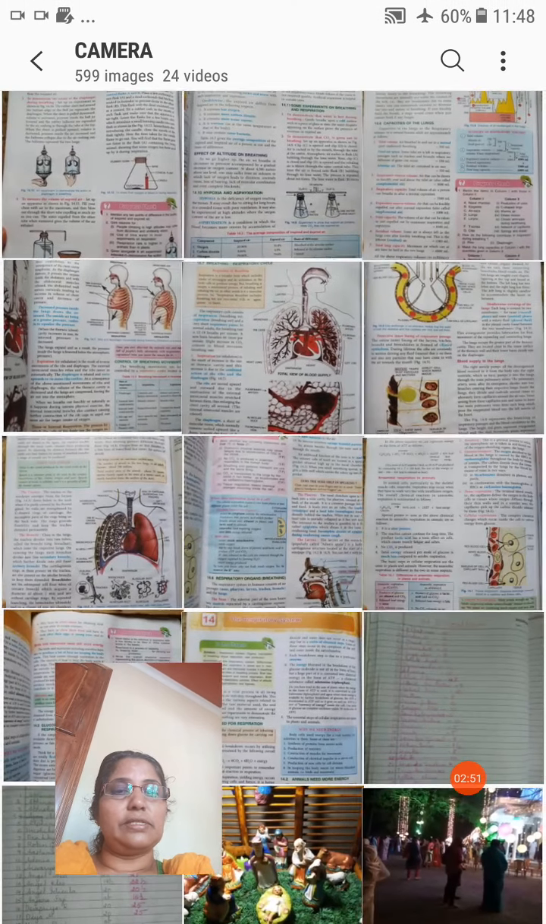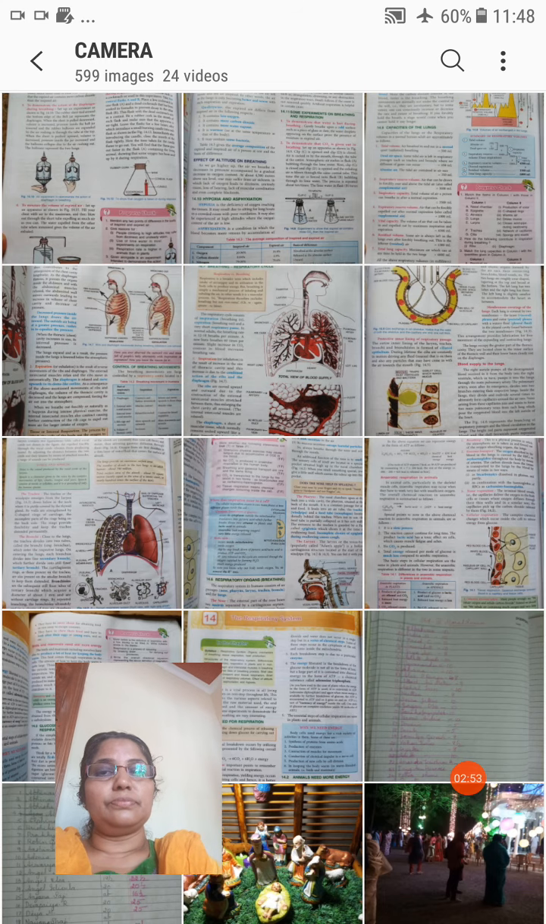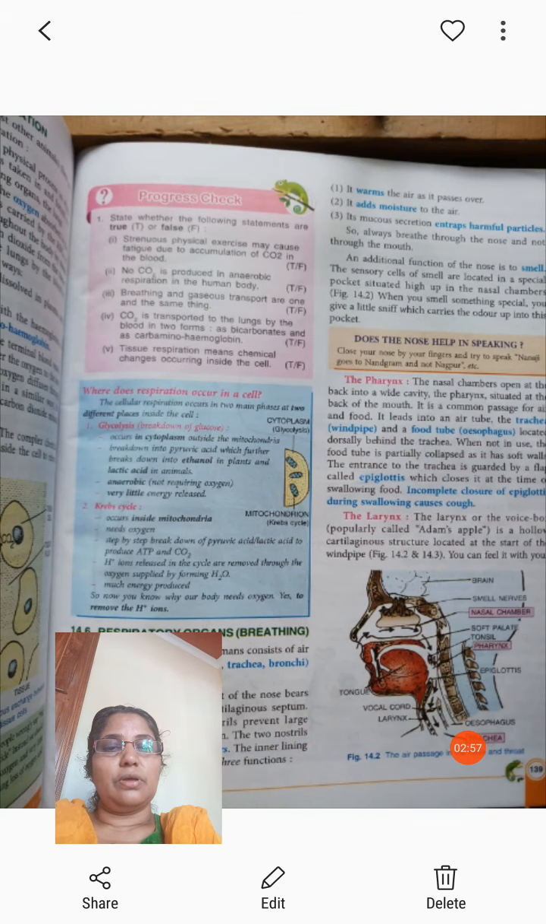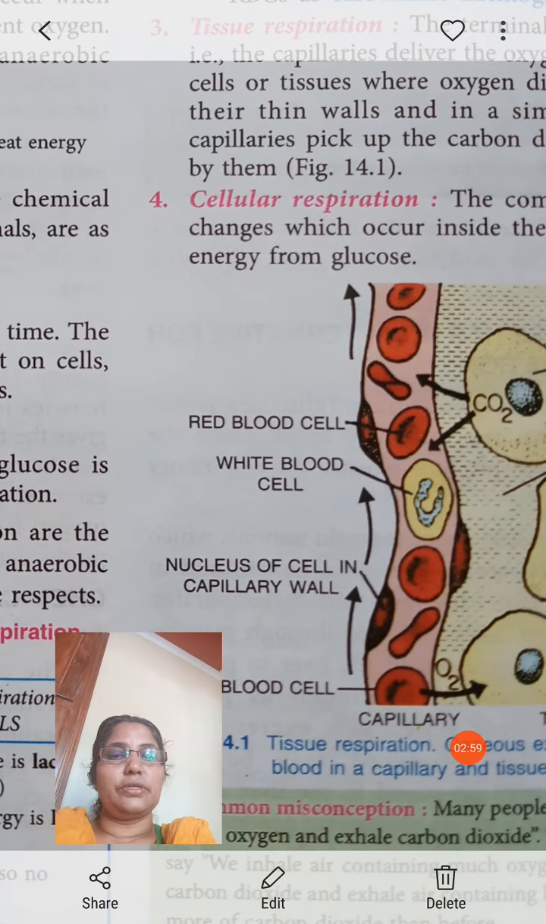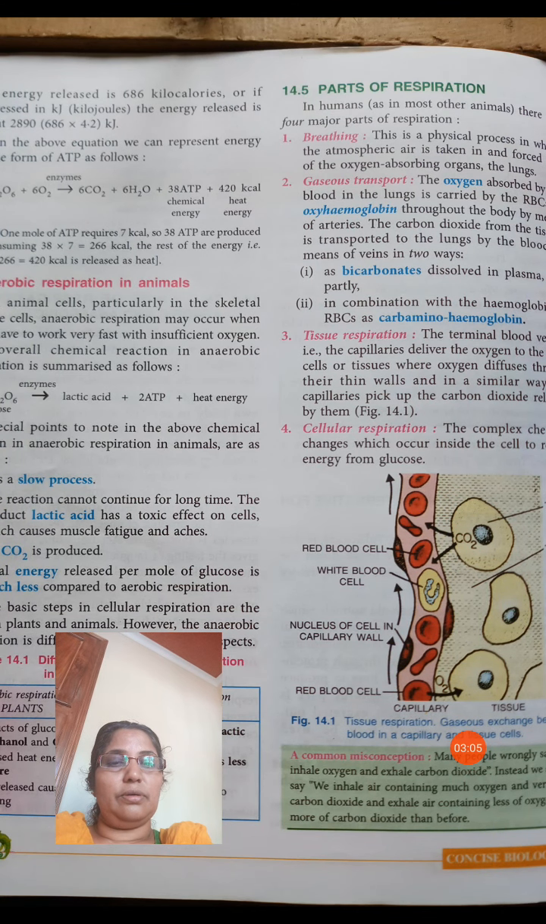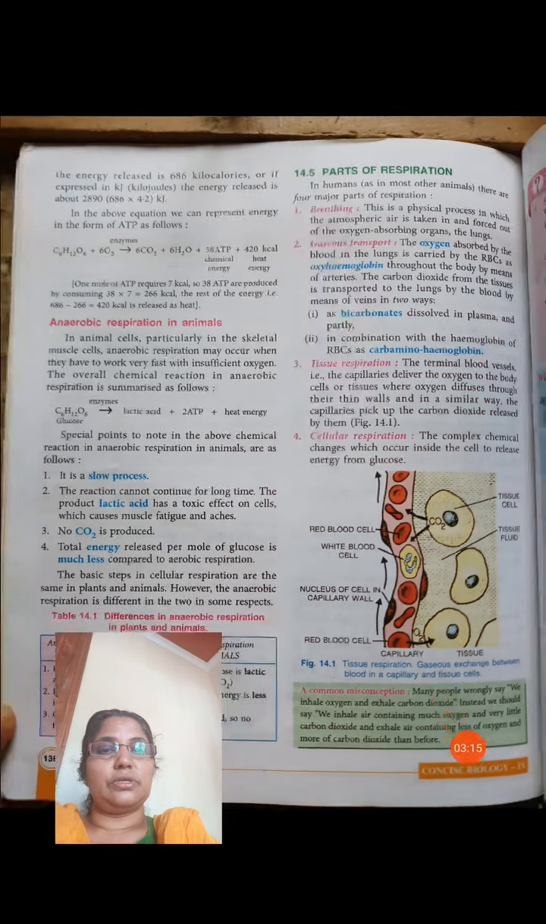Here you can see how it occurs. White blood cell, red blood cell, the capillary is running through the body or through the tissues. This is a small capillary that is running through the tissues that are shown here.